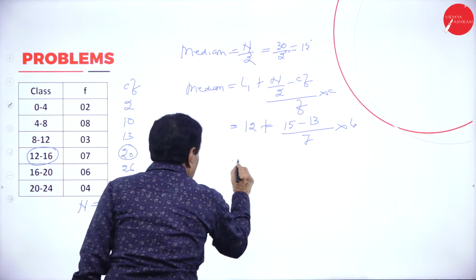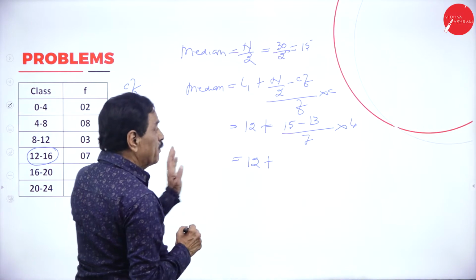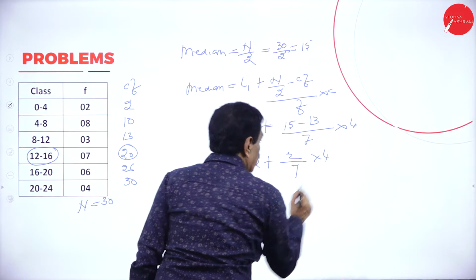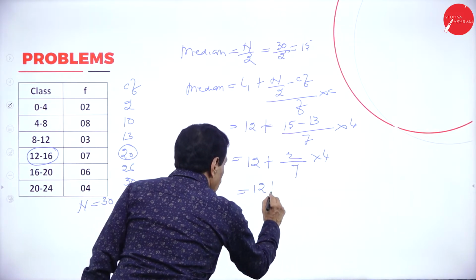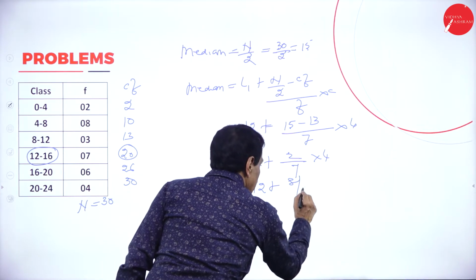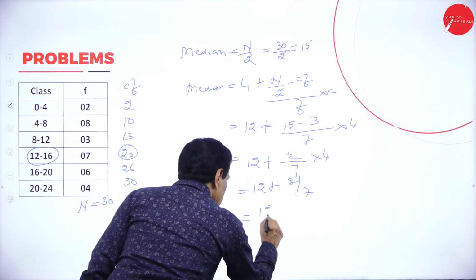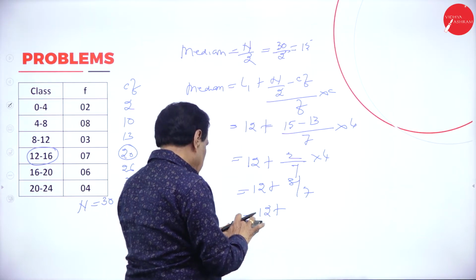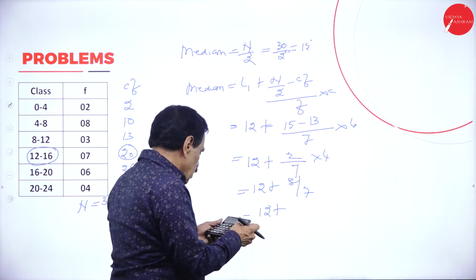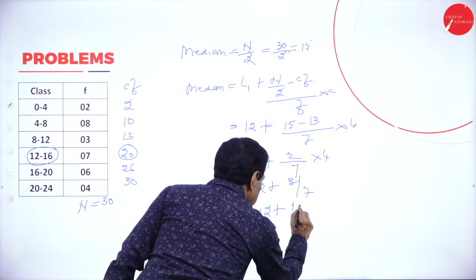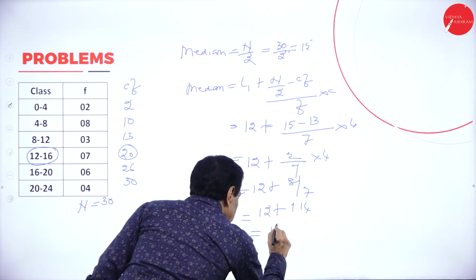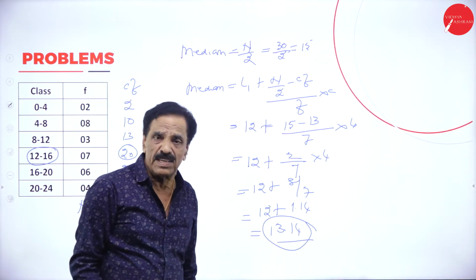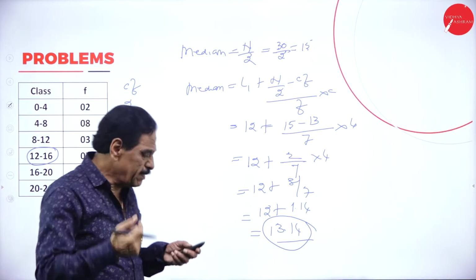Simplify this. You deduct 15 minus 13 is 2 divided by 7 into 4. Then it is 12 plus 2 4s are 8 divided by 7. This is 12 plus division of this 8 divided by 7 is equal to 1.14. Add this, it is 13.14, your median for continuous series. So we'll go to next one.